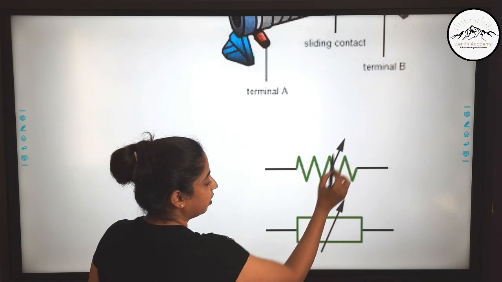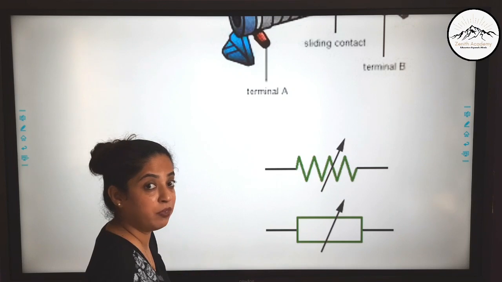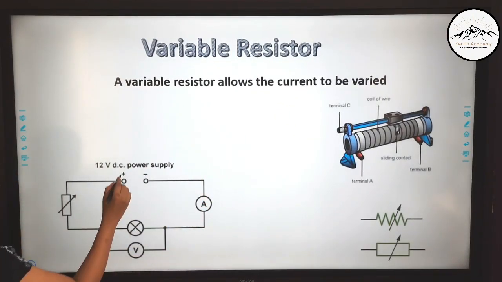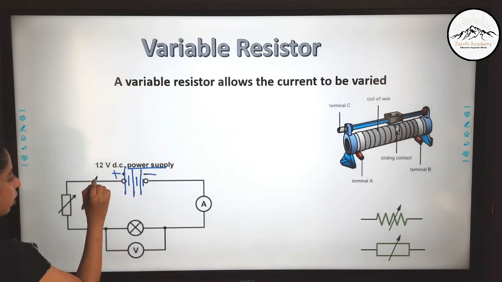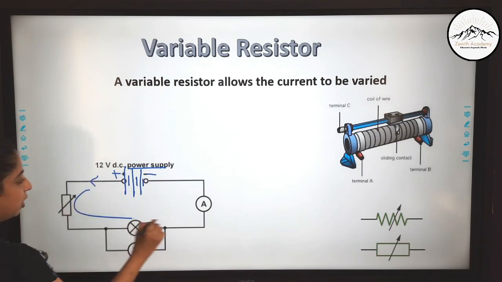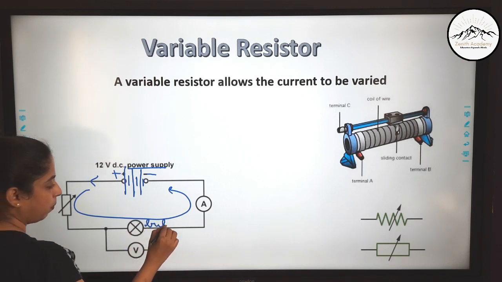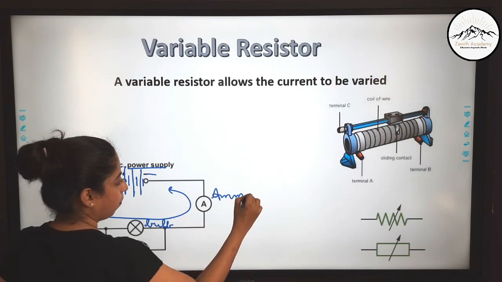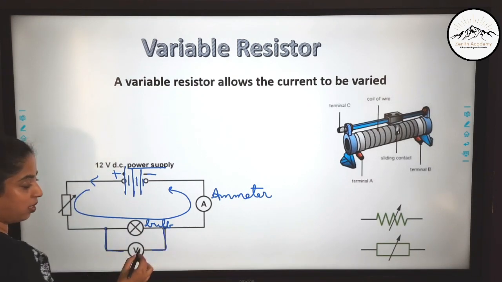Now there is a line here, a slant line with an arrow. This shows that this resistance can be varied or changed. So here you can see a circuit. If this is the power supply or a battery, then this is positive and negative. So current will flow like this in the circuit. You can see an indicator or a bulb here and an ammeter here, and also a voltmeter is attached in parallel to the bulb.